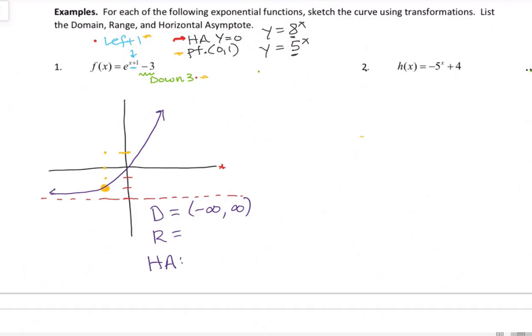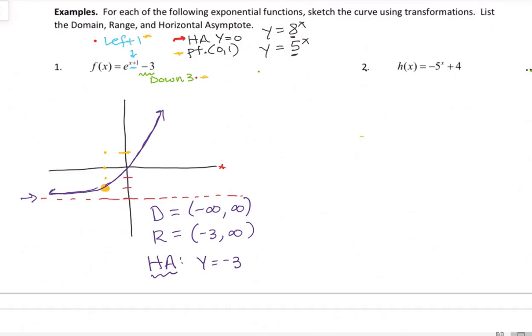I always do my horizontal asymptote before my range because it plays a part in the range. So I'm going to write what my horizontal asymptote is first. And remember, we shifted it down to -3. So make sure you write it as an equation, y equals -3. And now my range, because my curve is above the horizontal asymptote, my range is going to be from the horizontal asymptote to infinity. So there's my curve.